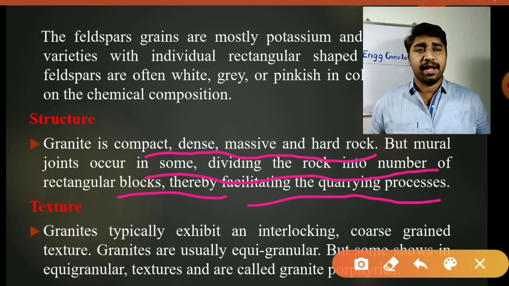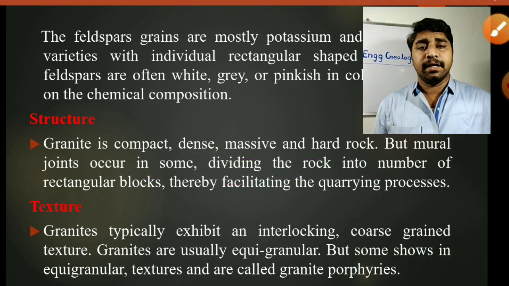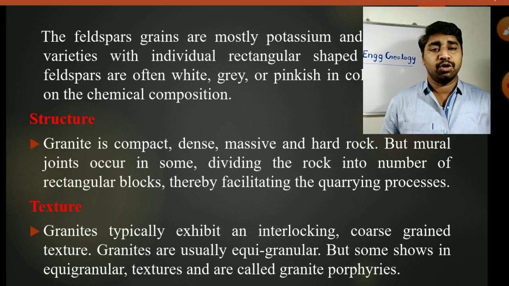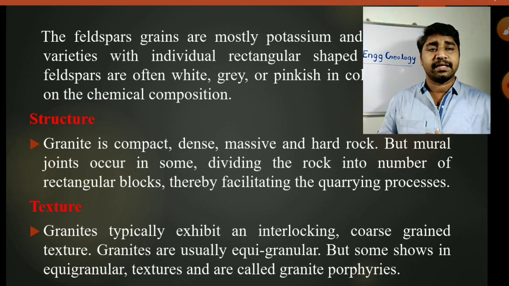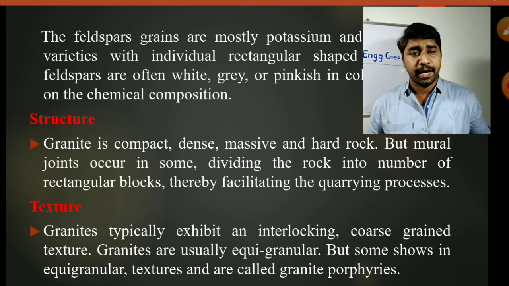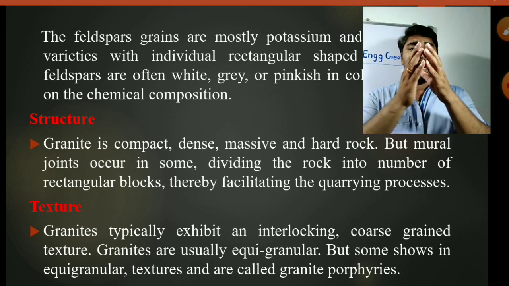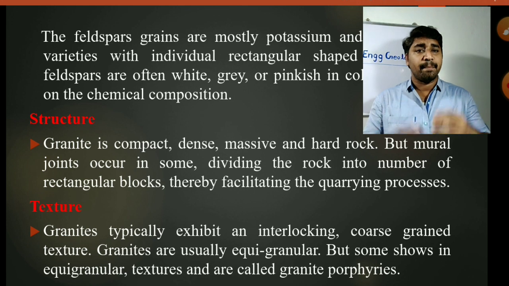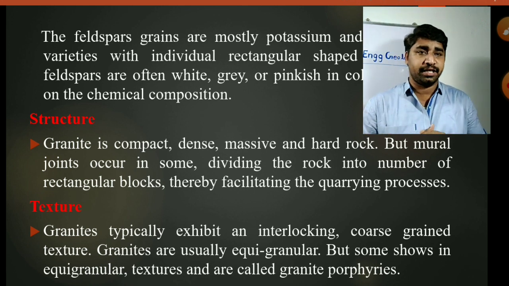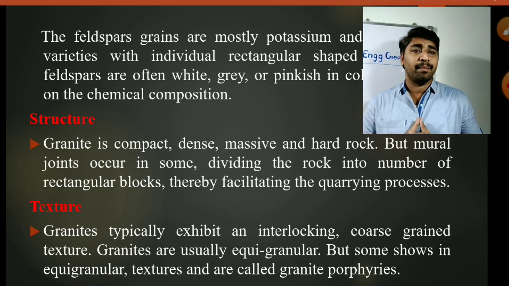So next one, texture. If you come to the texture of the granite, granites typically exhibit an interlocking texture and a coarse grain texture. So grains are closely packed, and coarse grain particles are available. The particles are coarser, and an interlocking arrangement is possible. That is the reason for the densely packed arrangement, and we have seen in the structure a compact, dense and massive arrangement. That is because the texture is interlocking here. Because of this interlocking texture only, a compact, dense or massive form is available.